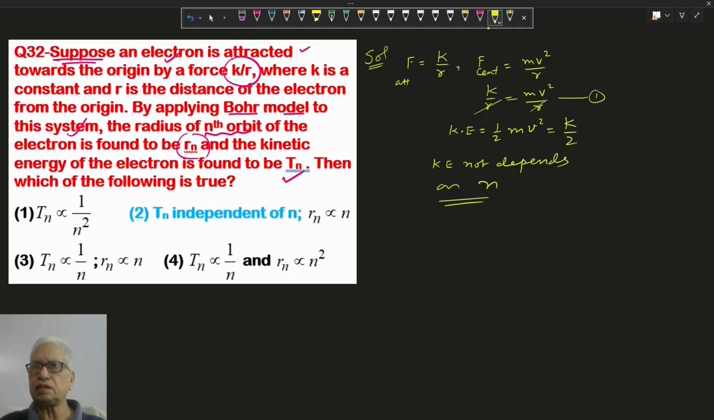Now the second postulate of Bohr's model is that angular momentum mvr equals n h upon 2 pi.